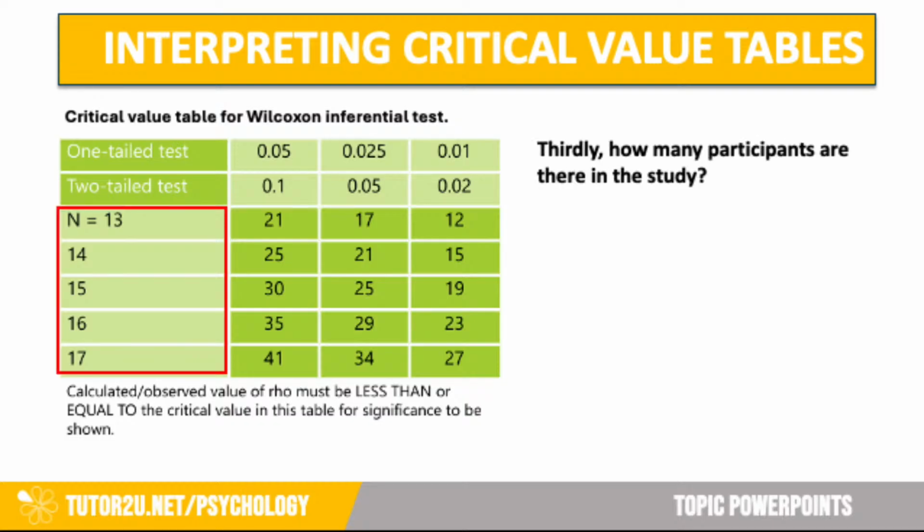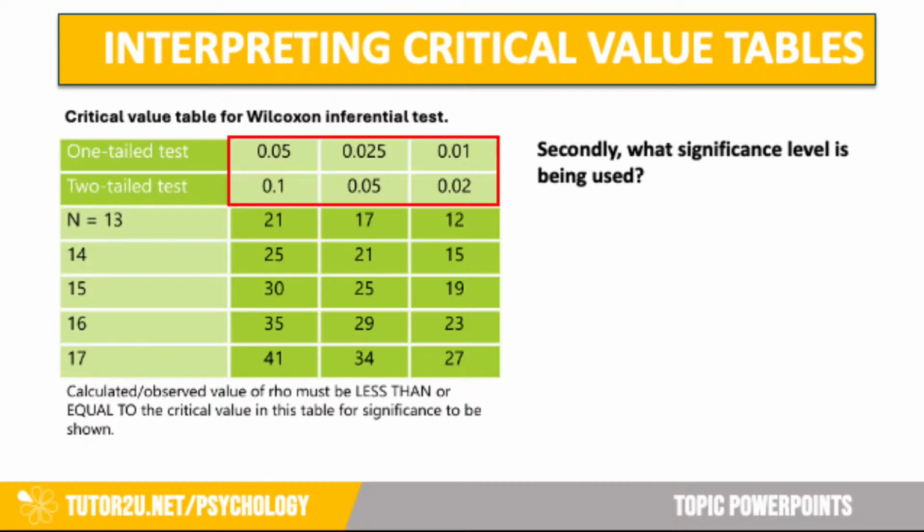Okay, because you can see that if it's 0.05 and it's a one-tailed test, then you're in the first column. If it's a 0.05 and it's a two-tailed test, because it's non-directional, then you're looking down the second column.